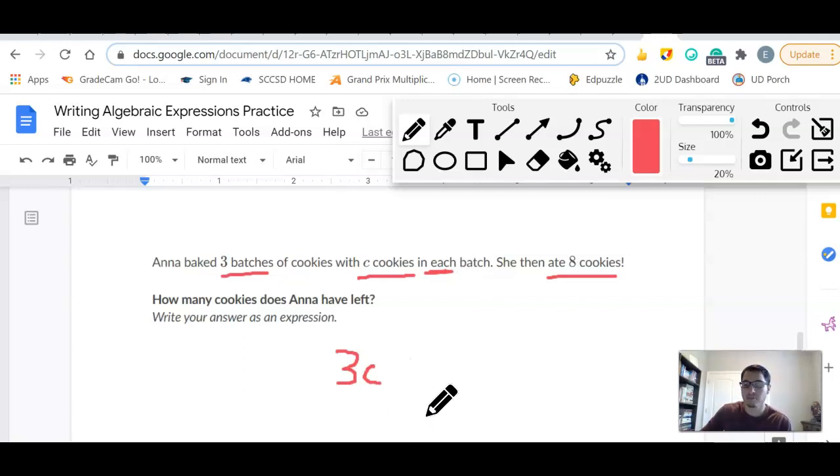Okay, so if there were 5 cookies in each batch, that's 15. If there were 12 cookies in each batch, that's 36 cookies. Then she ate 8 cookies. So when you eat something, you're taking them away. So that should be subtract 8. This would be the total number of cookies she has left.